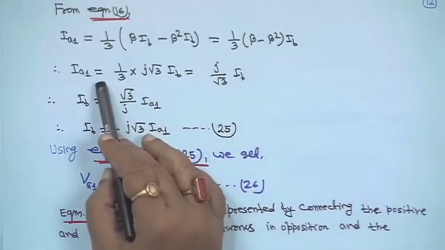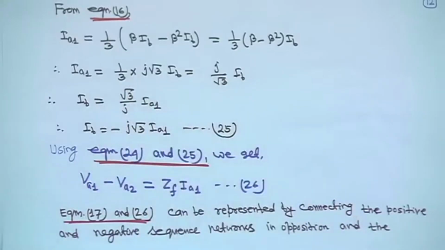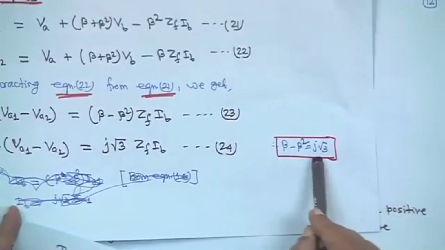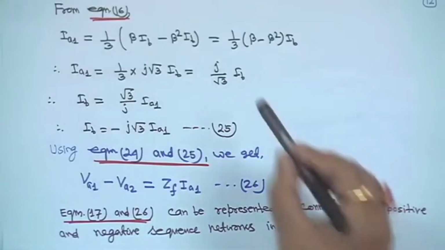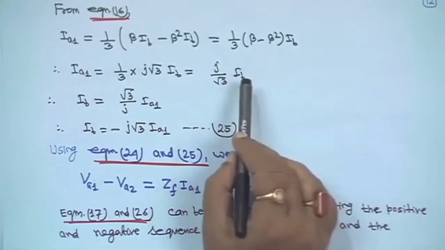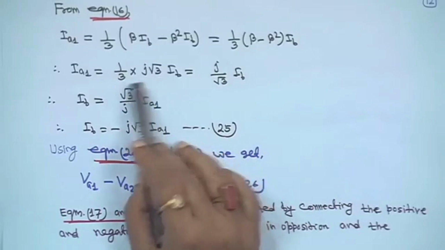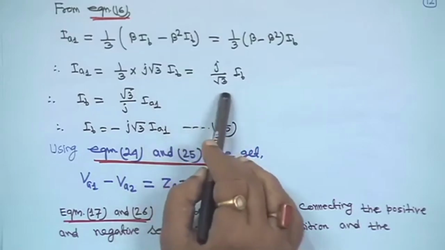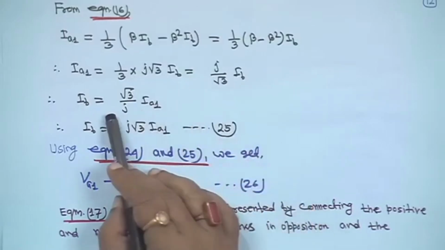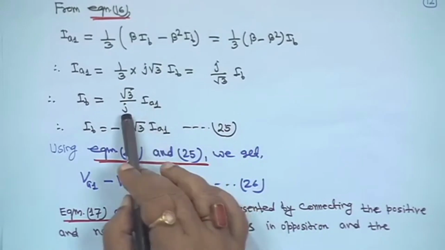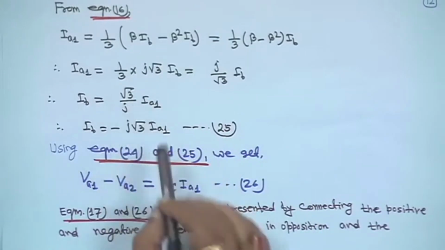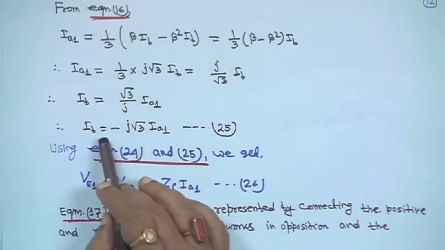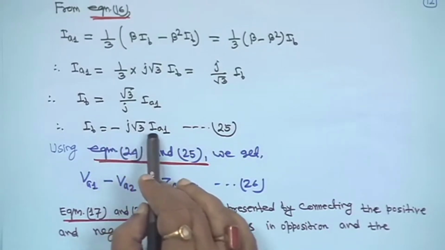So IA1 is equal to 1/3, and beta minus beta square is equal to j into root 3, as I gave you. So you put here j into root 3. IA1 is equal to 1/3 into j root 3 into IB, which is j by root 3 IB. That means IB is equal to root 3 upon j IA1. Numerator and denominator multiplied by j, it will be j square, minus 1. So IB is equal to minus j root 3 into IA1.